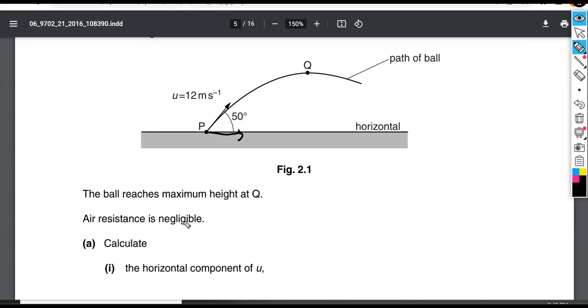So we want this component here, the horizontal component, and because that's adjacent to the angle in question, it's the cosine of the angle times 12 meters per second. That's going to get you to that solution. So everybody with a calculator knows that the cosine of 50 times 12 is 7.7 meters per second. Moving right along.